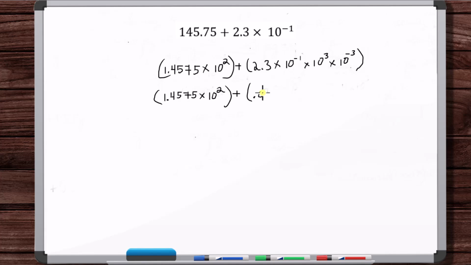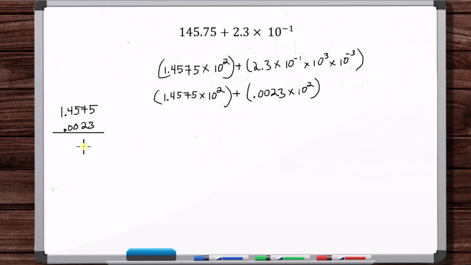So we get 0.0023 times 10 squared. All right, so now we've got two 10 squared. So what we can do is just add the two leading terms.